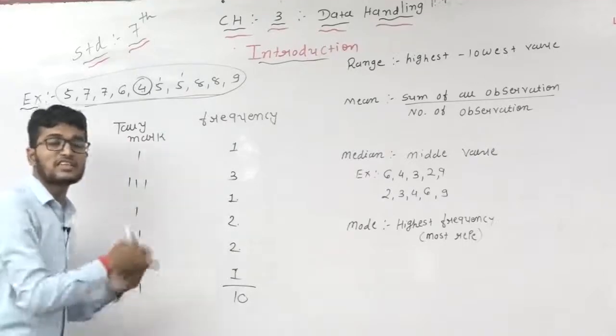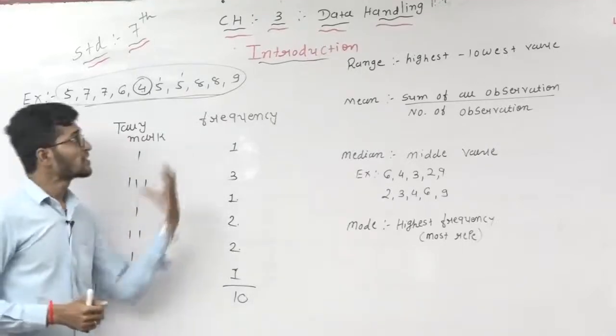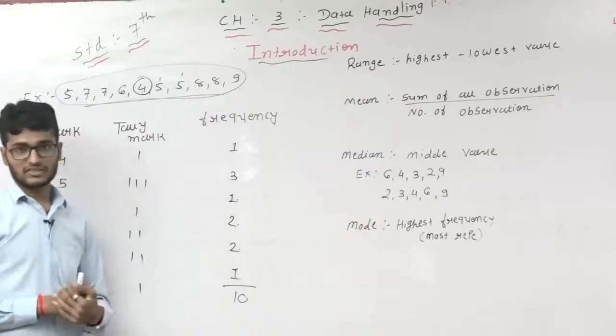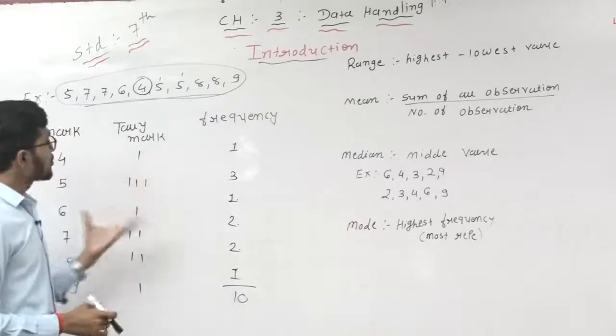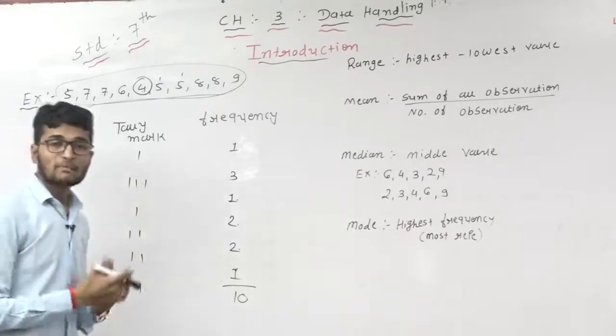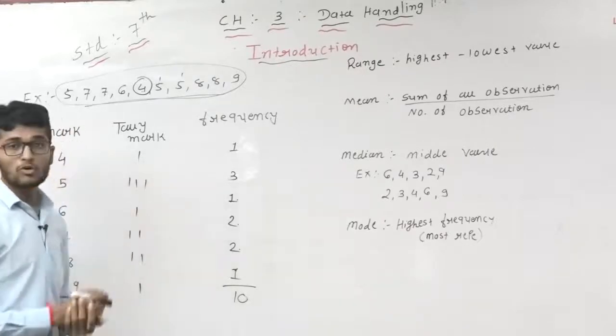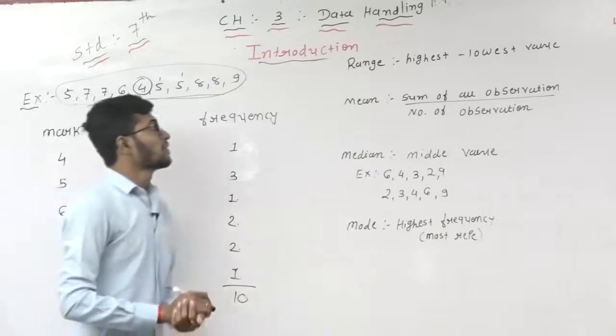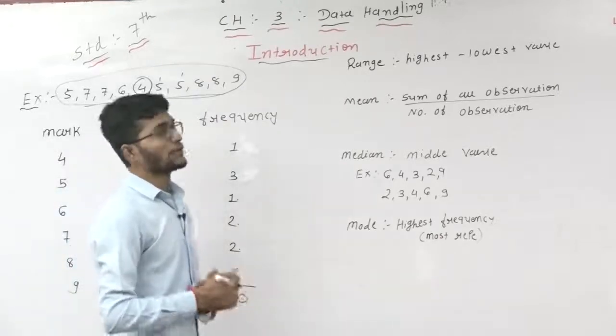It means this one is the tabular method. So with the tabular method, we can represent data in this way. So understand what the tabular method is and how to draw a tabular, that is, tally marks tables. It's also called the tally marks table. Then after that, the range, mean, median and mode.